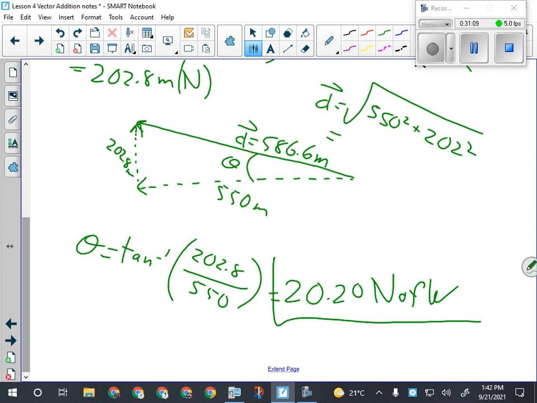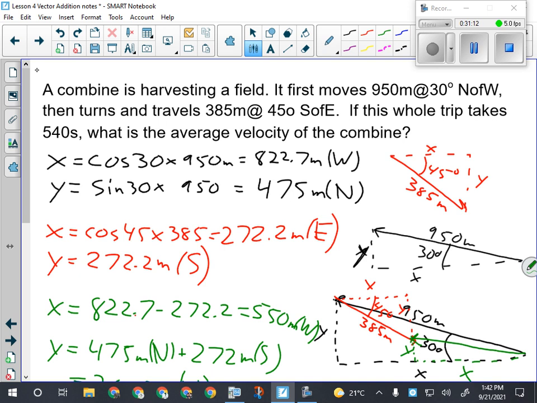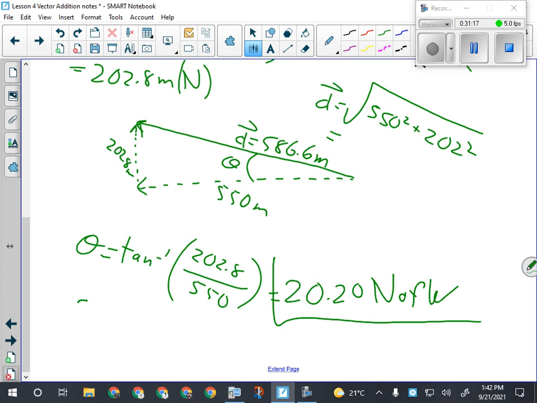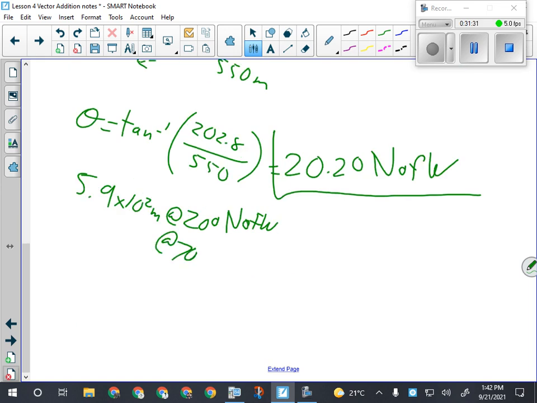Now for my final answer, I've got to go back and check my sig digs here: 2 significant digits. My final answer will be 5.9 times 10 to the 2 meters at 20 degrees north of west, or I could also have 70 degrees west of north if I drew the triangle the other way. And then I've got to do average velocity. Yes, this was just getting displacement. Yeah, you're right, I still do have that step.